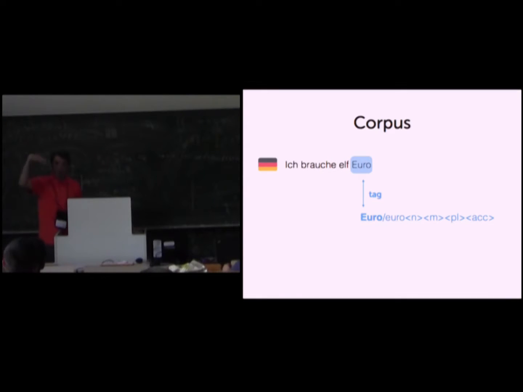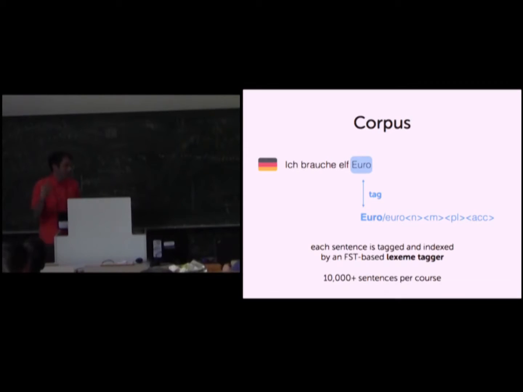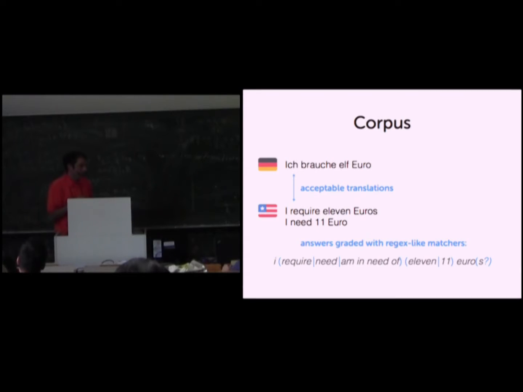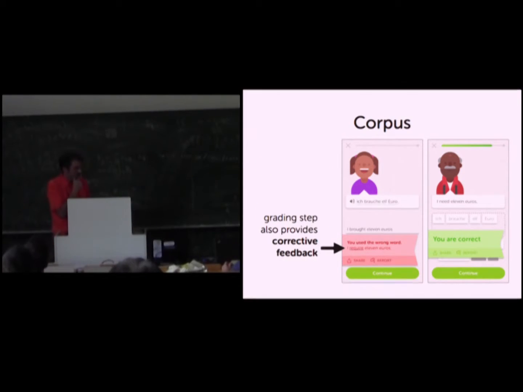And similarly for all the other words in this sentence. And there's a canonical German sentence, and there are many possible German sentences. These are tagged automatically by a finite state transducer. And each canonical German sentence has several possible English translations. I require 11 euros, I need 11 euro, and whether or not a learner types it incorrectly is judged based on something like a regular expression. And so this allows Duolingo to highlight, hey, here's the thing that you messed up when you translated a sentence.